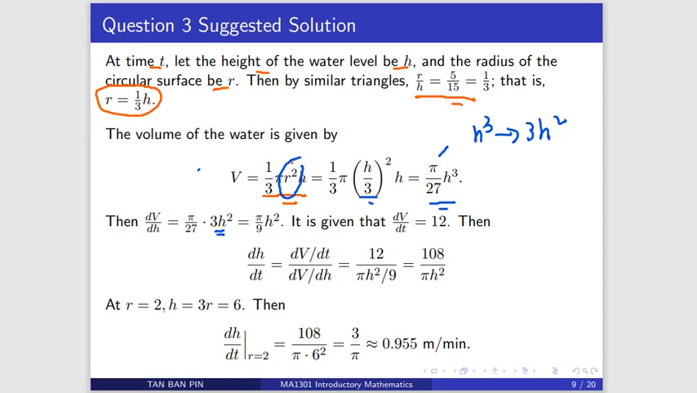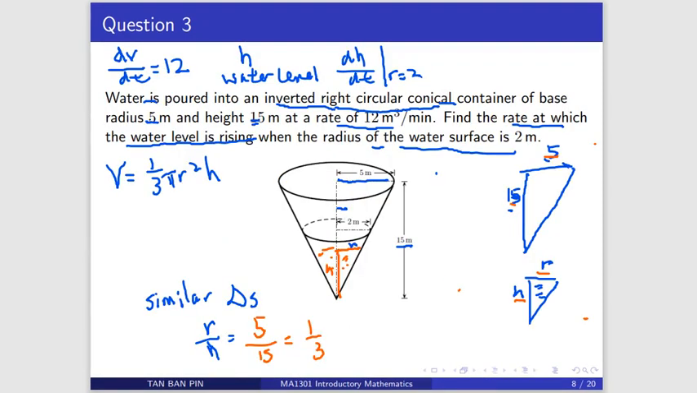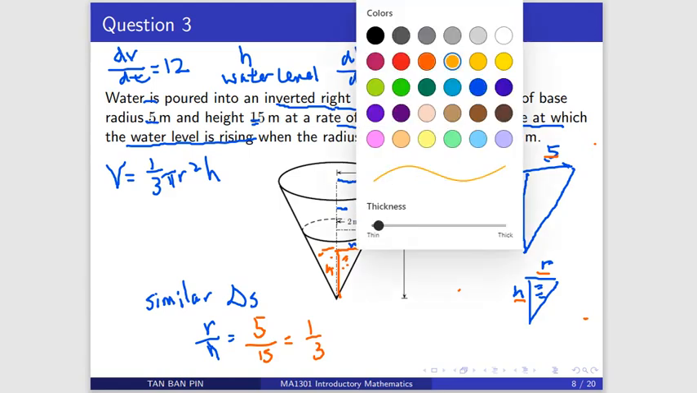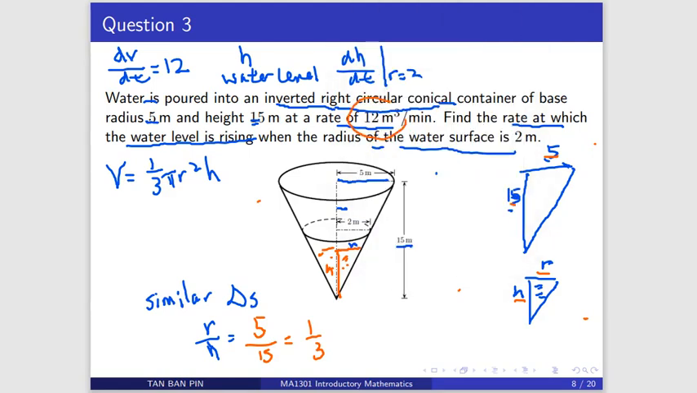So with that, we have dV/dh. What you have here is V in terms of h, so you can talk about dV/dh. Differentiating h cubed is 3h square, so it gives you pi over 9 h square. The question gives you dV/dt is 12, which I mentioned here already. And what you want is to find dH/dt when r is 2.